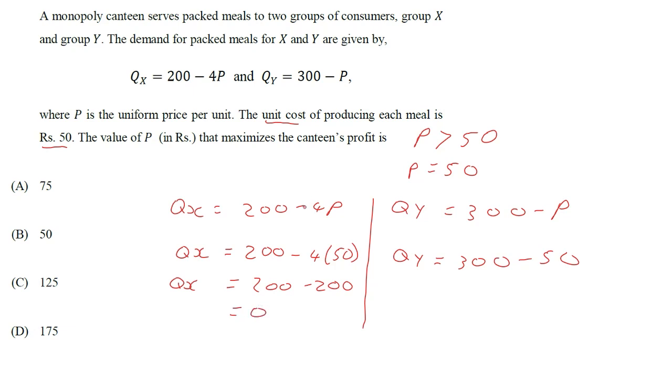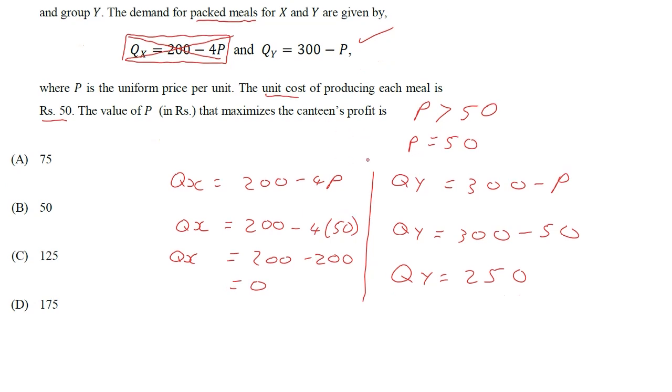That means when you're selling at cost to X, you're in a situation where the demand is 0. That means if you sell it at a higher price and try to make a profit, you're going to have negative demand. So it just doesn't make sense to cater to this group of consumers at all. Just eliminate them and concentrate only on Y, where at cost, you're able to sell 250 packed meals. And now let us do some calculations where we try and maximize that.